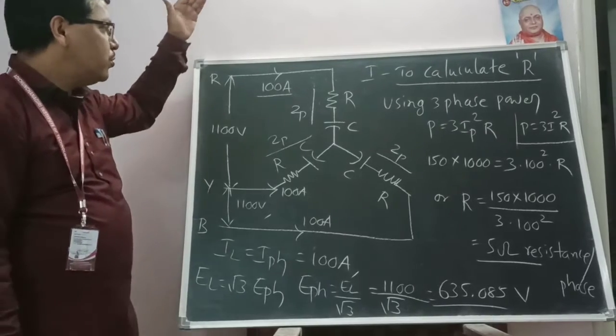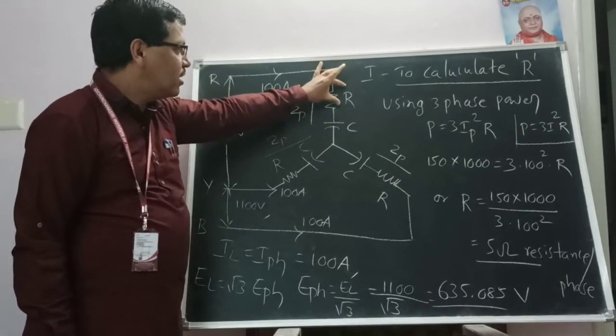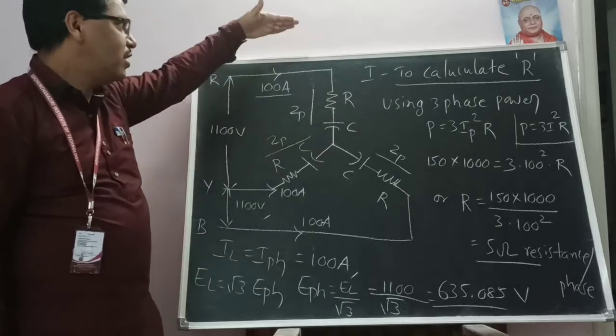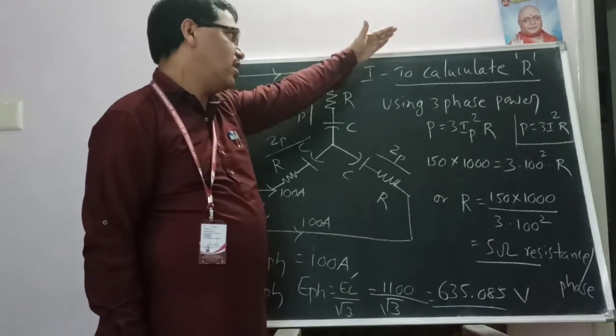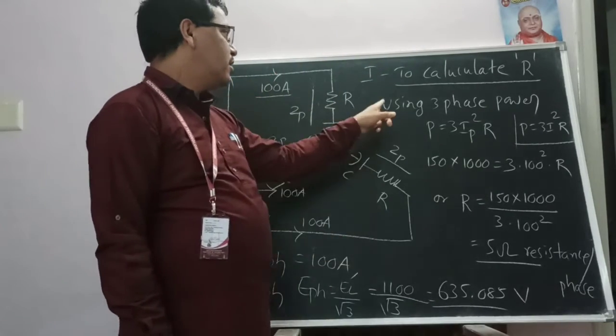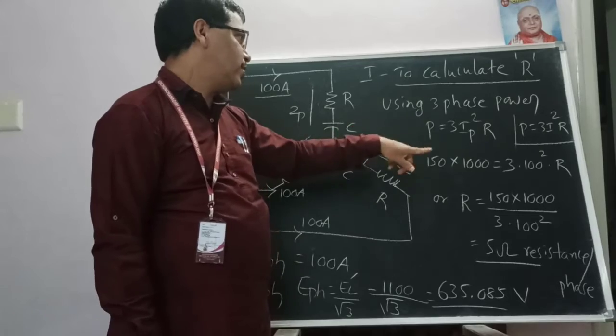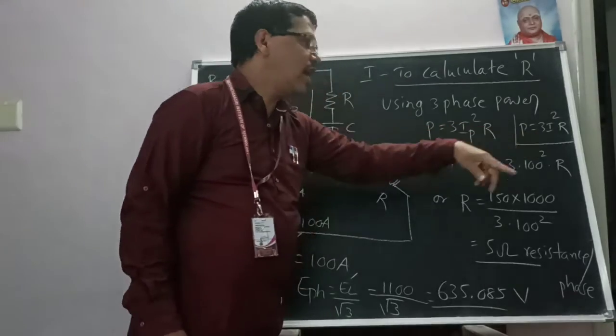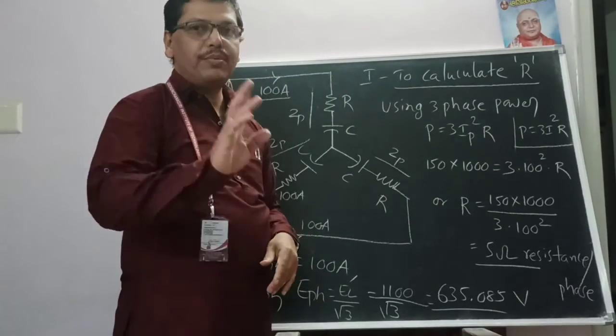Here first the circuit constants, you can calculate R and you can calculate C. First of all, we need to calculate the resistance R. With the help of a relation using the 3-phase power, P is equal to just like I squared R, as usual the power relation.